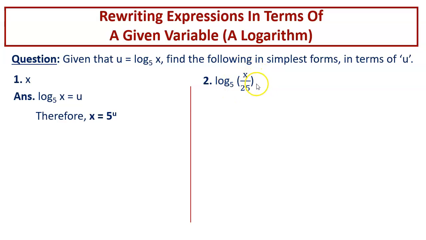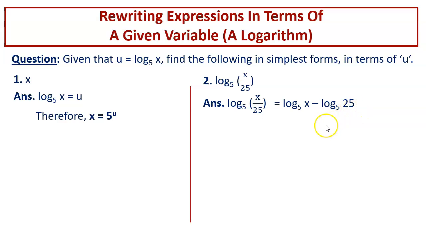Therefore, we have to first of all expand this using the division law or quotient rule of logarithms. We expand this and it becomes log of x to the base 5 minus log of 25 to the base 5. And this is straightforward. We can write u in place of this term. This is equal to u, and what happens to this term?